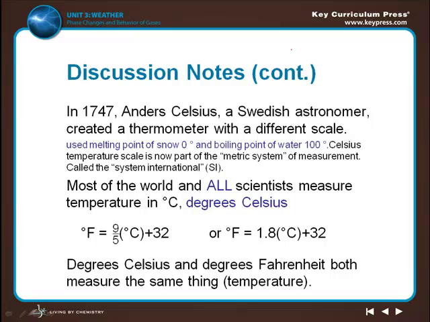Degrees Celsius and degrees Fahrenheit both measure the same thing, temperature. However, their relationship is shown by this mathematical formula, which you want to write down, or this one. They're the same formula. One's in a decimal, one's in a fraction. Okay? So if you have degrees Celsius, you almost double it and add 32 to get Fahrenheit. So 9/5 is almost double. 1.8 is almost double. 9/5 equals 1.8.